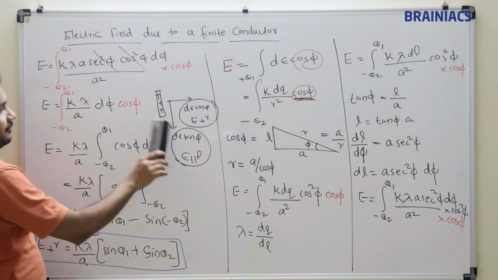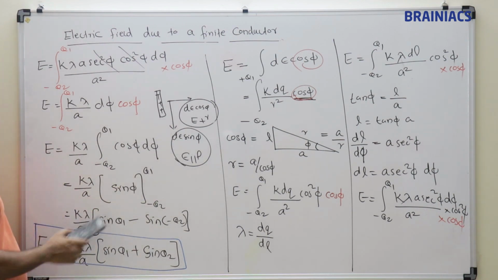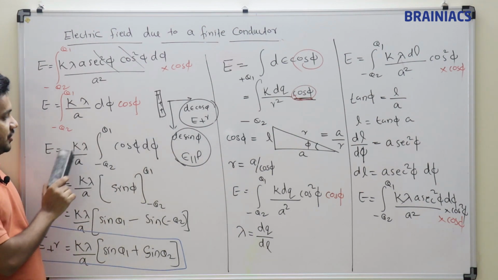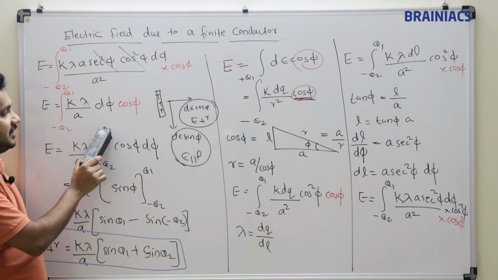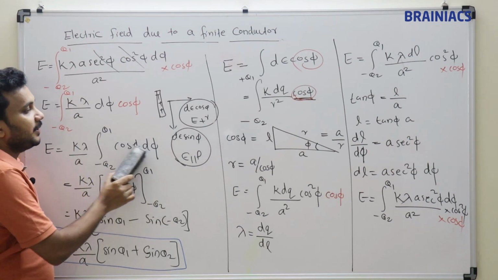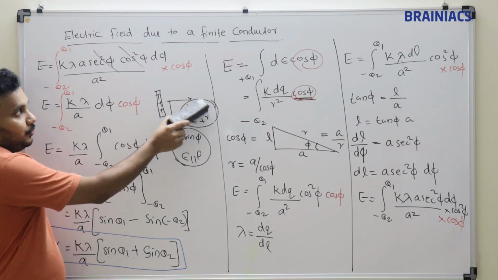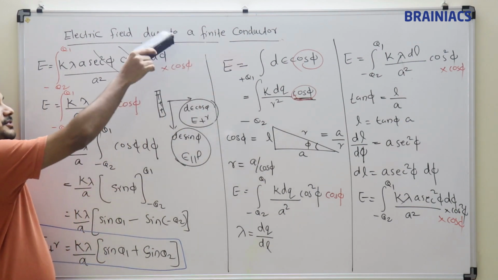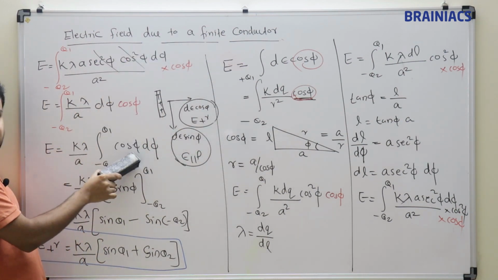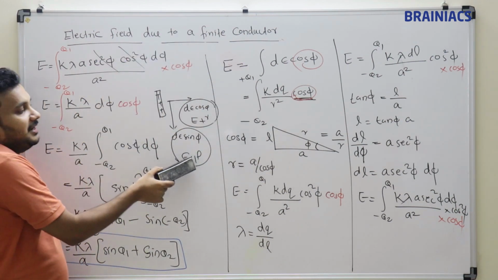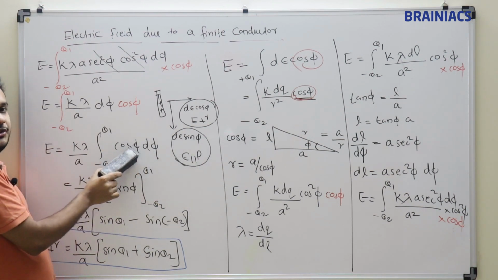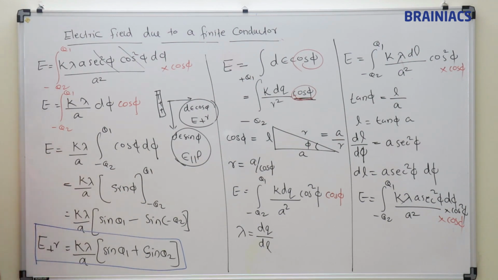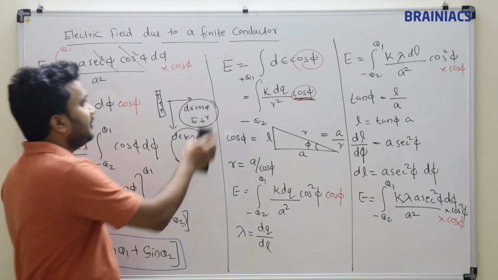Now if you are doing it for the parallel electric field, what will be the difference? If you look at the last equation for perpendicular, k lambda by a into the integral from minus theta 2 to theta 1 of cos phi d phi, because of this cos phi only, this red-colored term carried from the first steps to the last step comes in. If you are finding the parallel electric field, what will come instead of cos phi? Sin phi will come here. So we'll do it for the parallel electric field also.